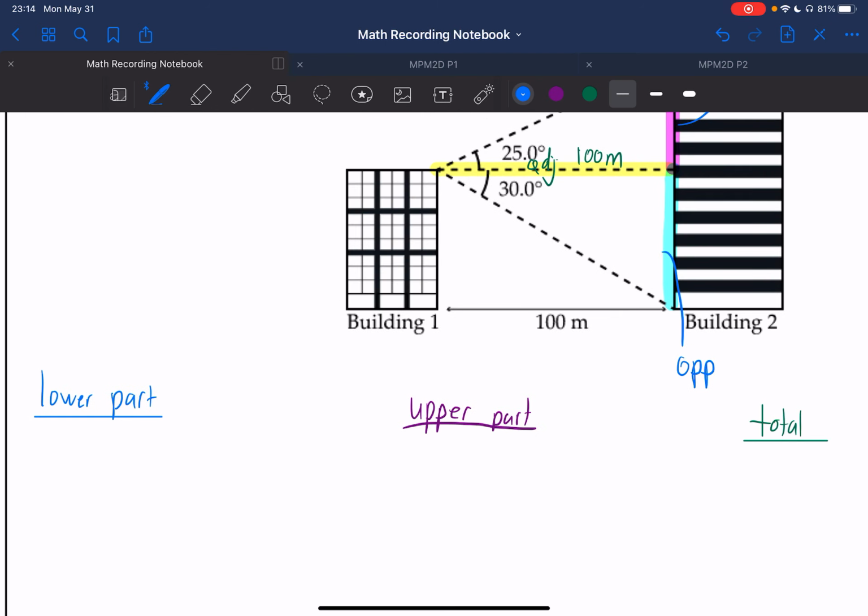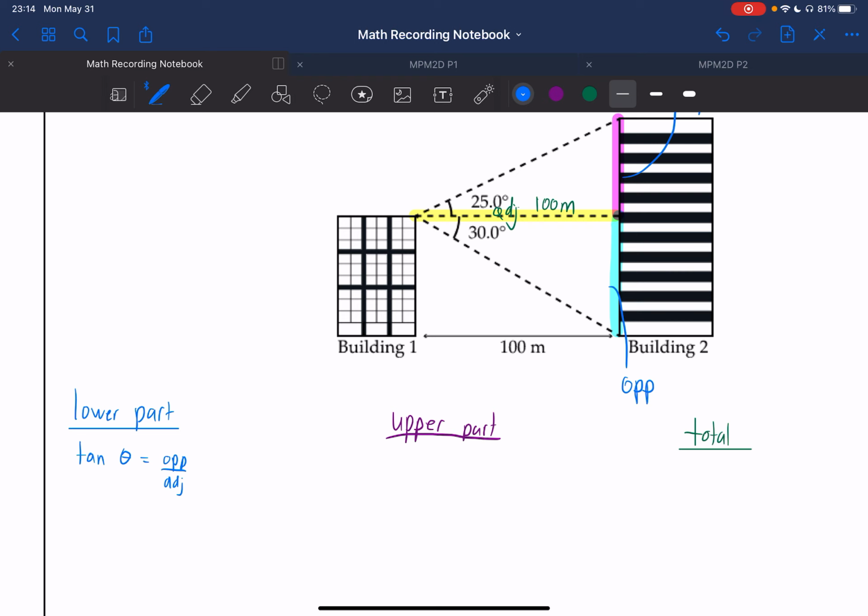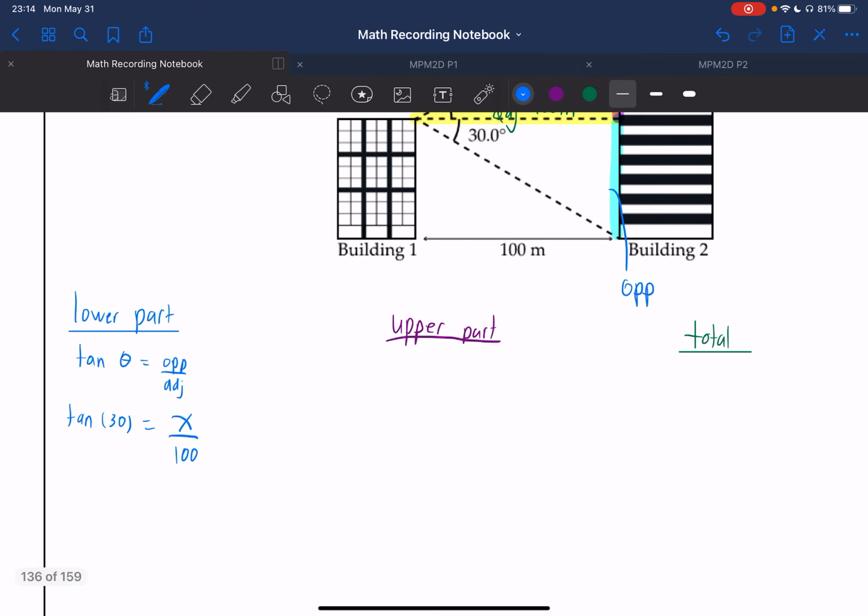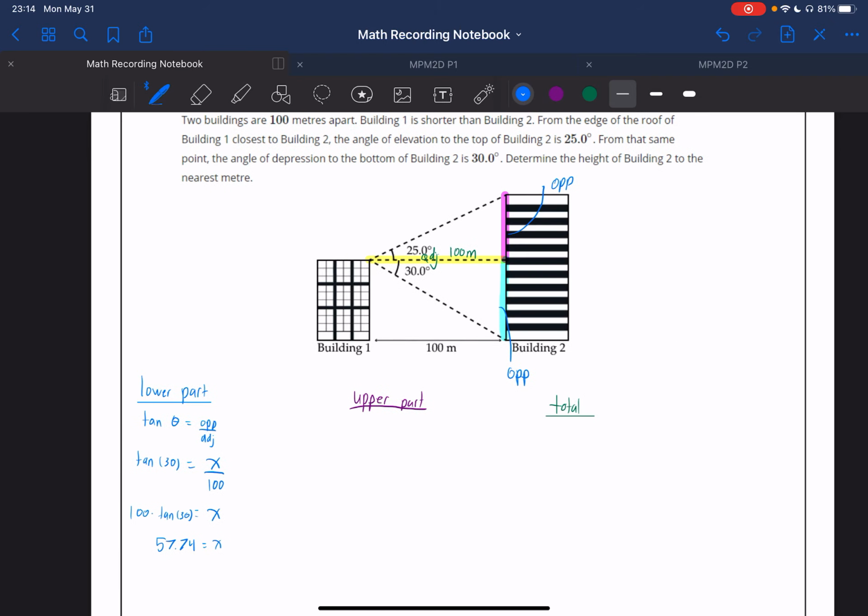So starting off with the lower part, we're going to have tan theta equals opposite over adjacent. We're trying to find out the opposite, so that's going to be our variable. It's going to be our x. We know our angle is 30, so we have tan 30. And our adjacent is 100. So we're going to rearrange to isolate for x. So we have x equals 100 times tan 30. And if we plug that into our calculator, we're going to get 57.74.